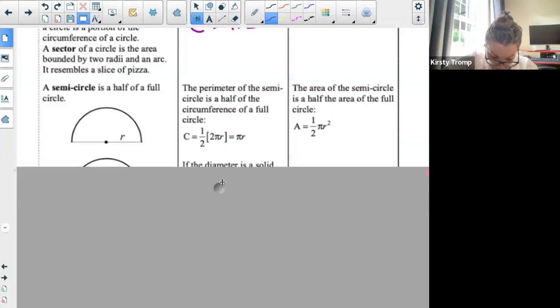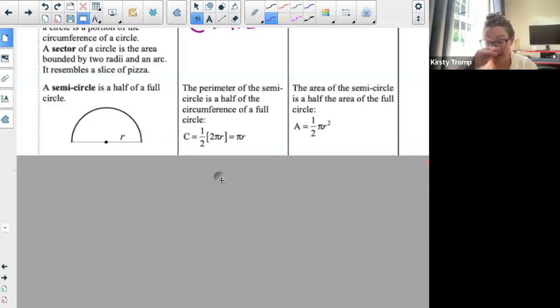So, if we're looking at a semicircle, it is half of a full circle. So a semicircle is kind of like taking the circumference of a full circle and dividing it by 2. But instead of dividing by 2, we can also multiply it by a half, because it's half of a full circle.